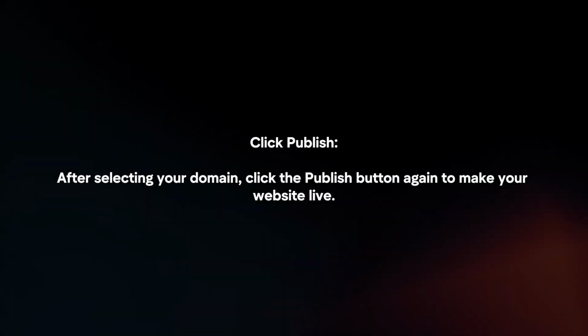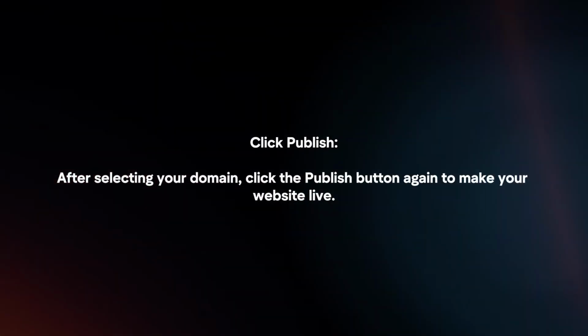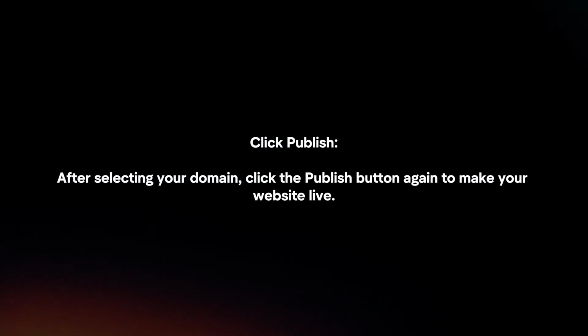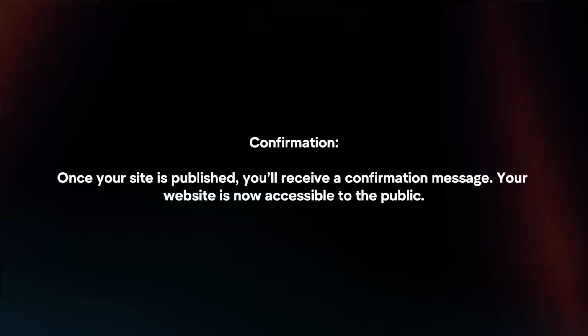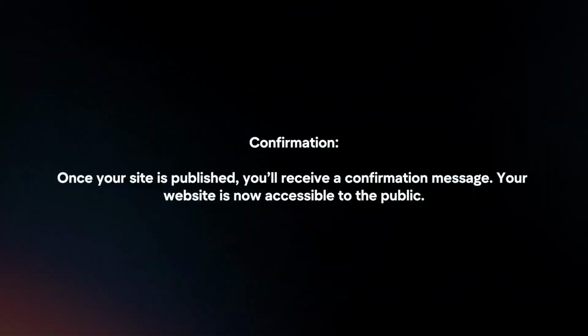Click Publish. After selecting your domain, click the Publish button again to make your website live. Confirmation. Once your site is published, you will receive a confirmation message. Your website is now accessible to the public.